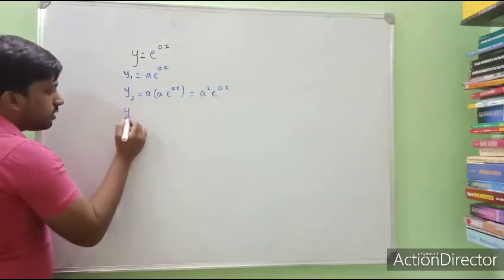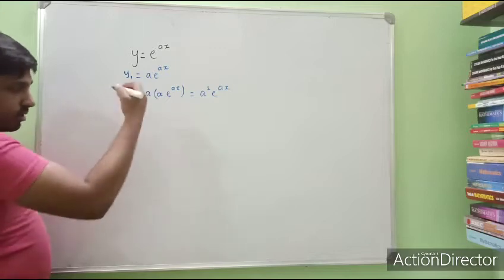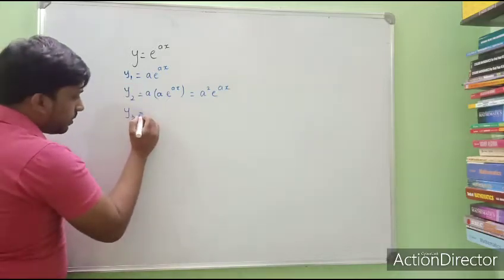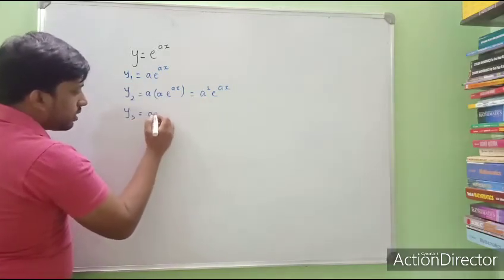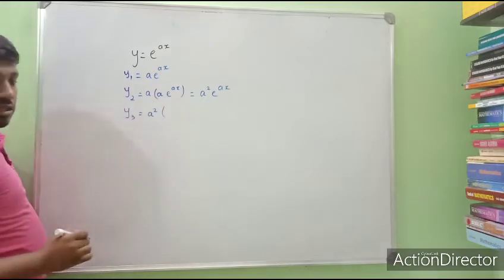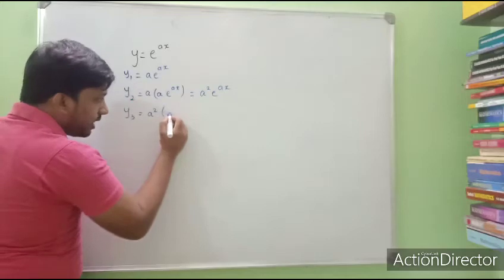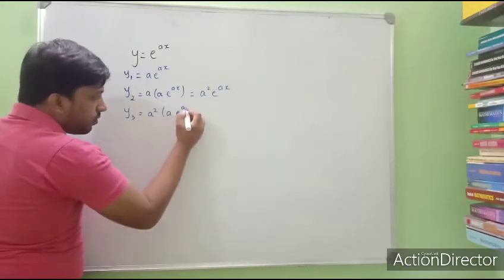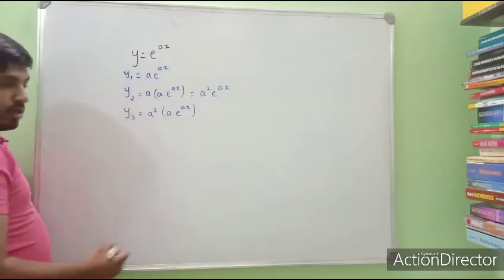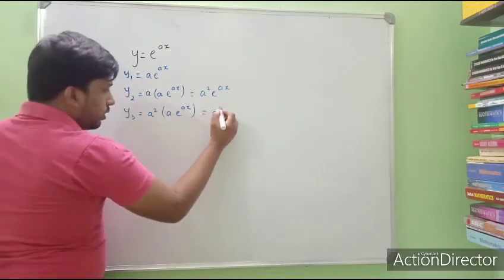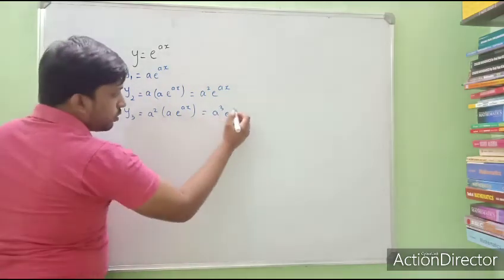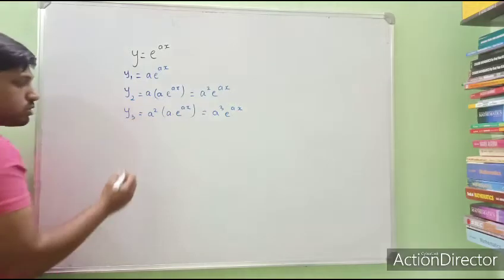Again I will go for the third derivative, that is the third time the successive differentiation is happening. So a square is the constant. Again I am going to differentiate e to the power of ax. So again I will get a e to the power of ax. So that is nothing but a cube into e to the power of ax. It goes on like this.